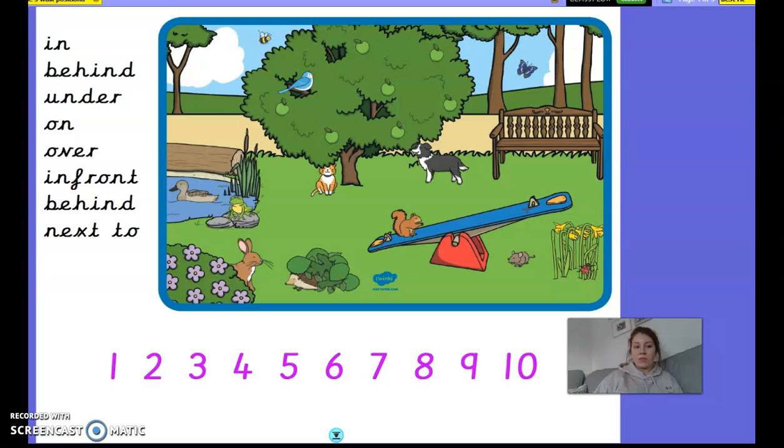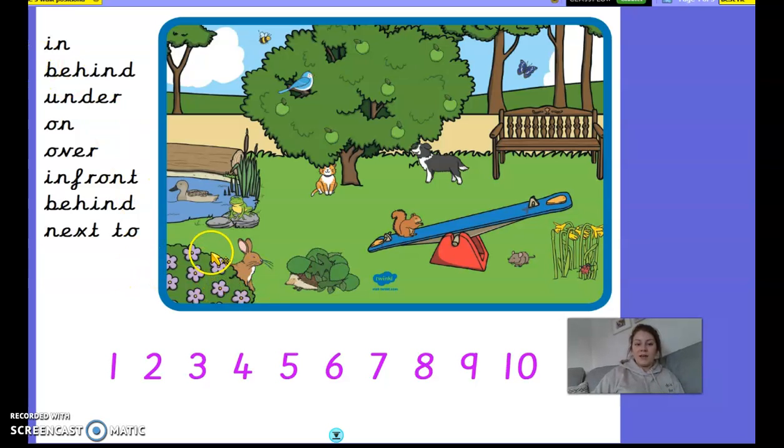Now we're going to do one together, and then after you've watched this video, I've got another picture for you to have a look at, and it's different. It's got different animals in, and you can do that at home. You can either print it off or you can do it on your iPad or a laptop or whatever it is that you're using. Okay, so let's get started.